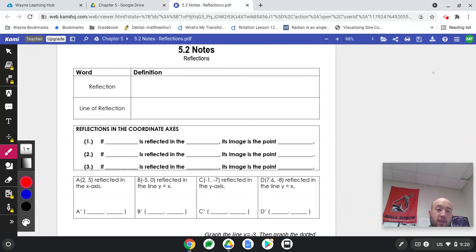All right, good morning, and today we are talking about reflections. Okay, we're almost to fall break, but this is our final lesson before fall break. Then we'll review a little bit these next 2 days.